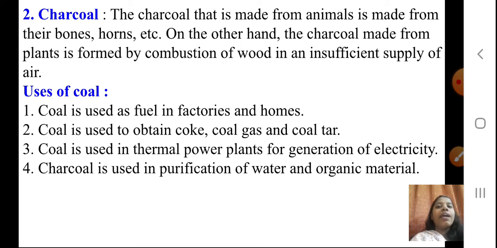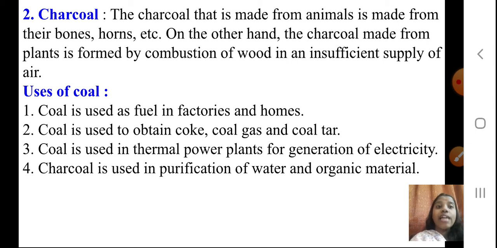Charcoal can be made from animals also, and from plants also. In the case of animals, we use their bones and horns to make charcoal. In plants, what are we using? We are burning wood, doing combustion of wood in an insufficient amount of air. Okay. Now what are the uses of coal?